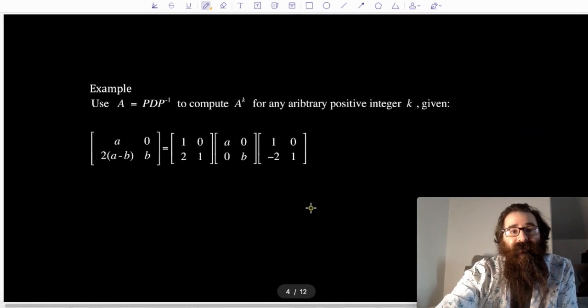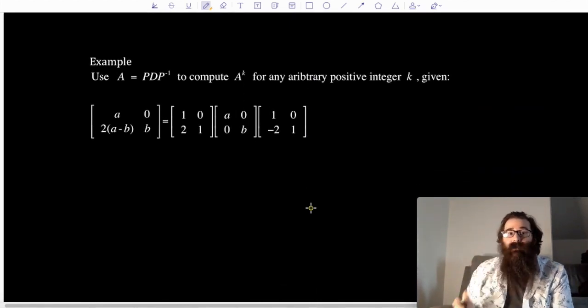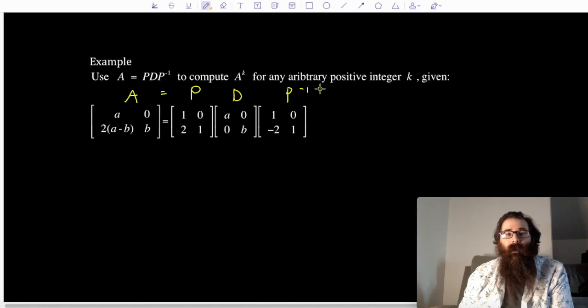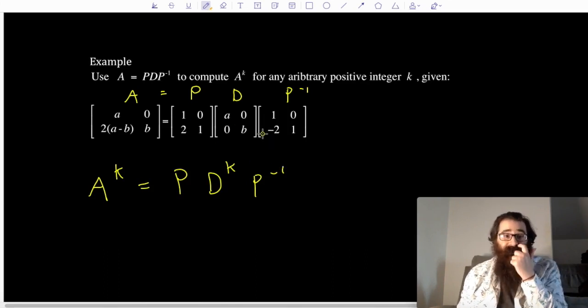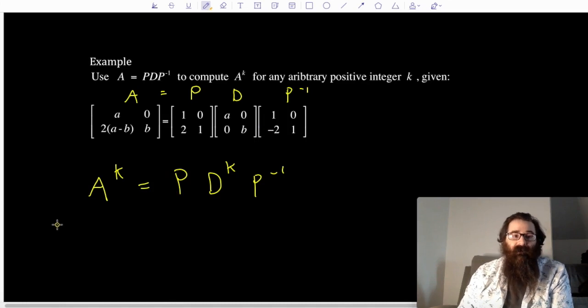We can use some of these ideas that we've built to help with this next question. I want to use the fact that A is equal to P times D times P inverse. And here I'm actually given this written out. Matrix A is equal to P times D times P inverse to compute A to the power of K for any arbitrary positive integer K given this relationship. Now, what we said before is still going to be true, so I can generalize this and say A to the power of K is equal to P times D to the K times P inverse. And I already have P and P inverse. The only thing I have to find is D to the K. And we actually have a nice shortcut for that.